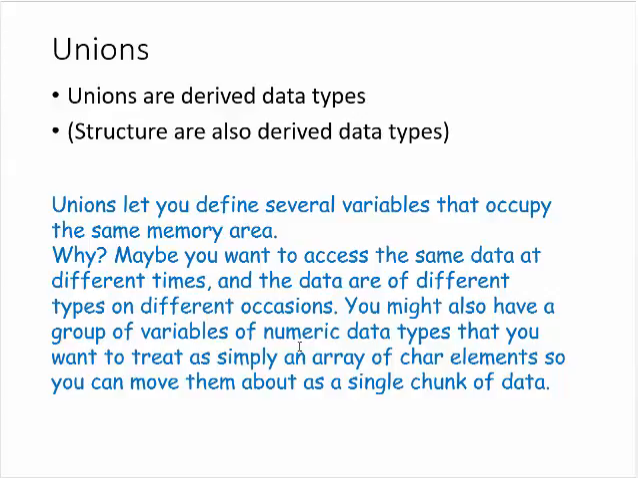And you think, well, why would you want to do that? Well, an example might be that maybe you want to access the same data at different times in your program, but the data that's stored there might be of different types on different occasions depending on the program. You might also have a group of variables that are, say, all numeric data types, but at some point in your program you might want to treat that simply as an array of character elements so that you can move them about as a single chunk of data. So that would be examples with decent programs of where you might use a union.